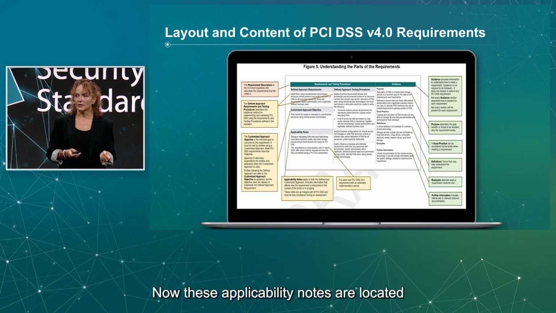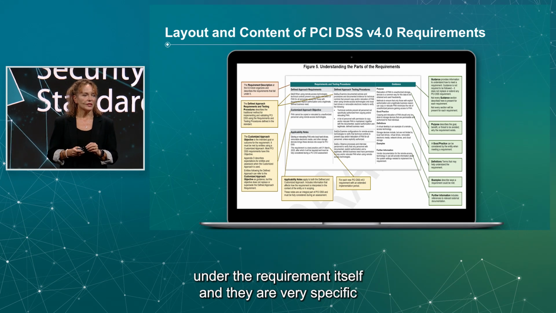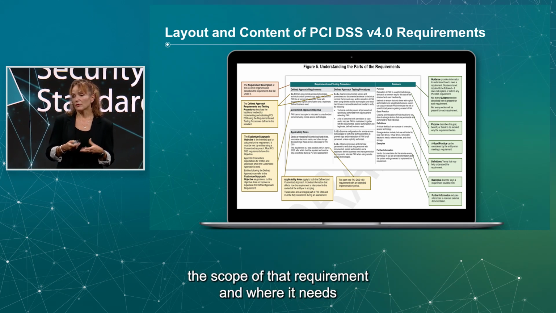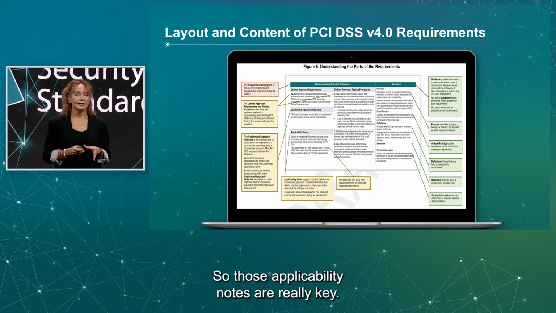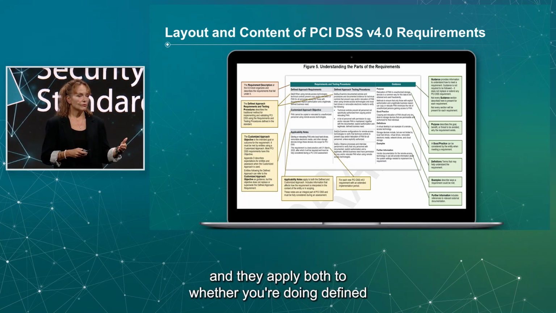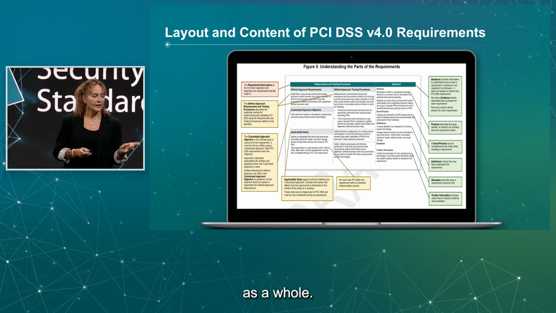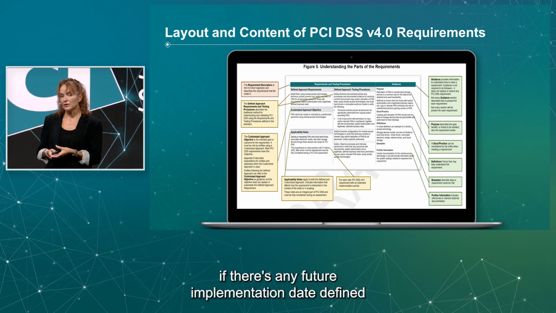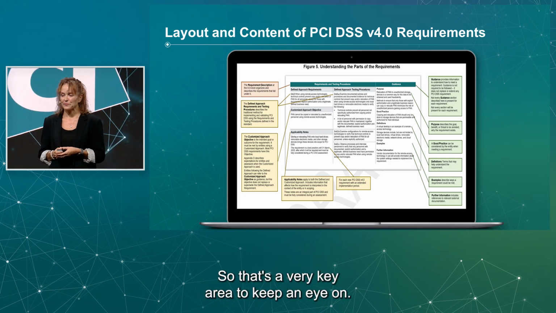Now, these applicability notes are located under the requirement itself, and they are very specific to how the requirement applies, or potentially how the scope of that requirement and where it needs to be put in place. So those applicability notes are really key. They are part of the requirement from that perspective, and they apply both to whether you're doing defined or customized. They still apply to that requirement as a whole. It's the applicability notes section where you'll also find if there's any future implementation date defined for a requirement. That's where that will be. So that's a very key area to keep an eye on.